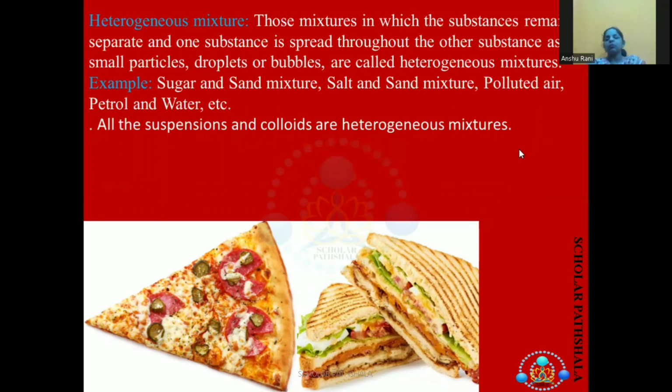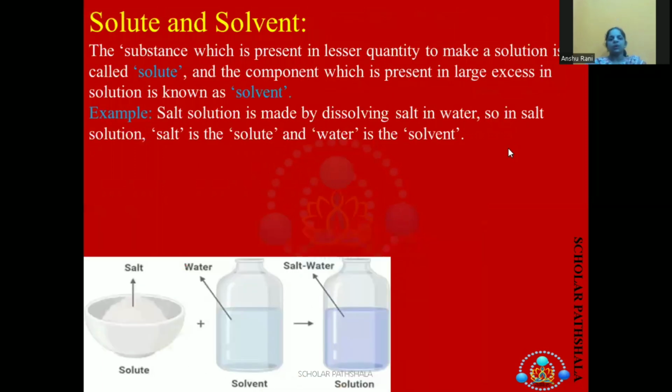Color will be different from top and bottom. Properties will be different from top and bottom. Taste will be different from top and bottom. So all the measurable properties will be different. Then it is called heterogeneous mixture.